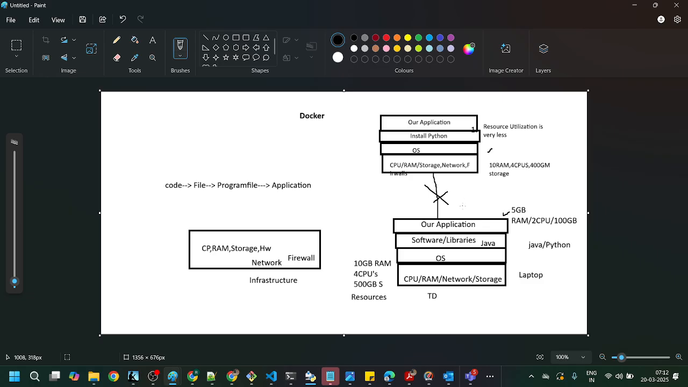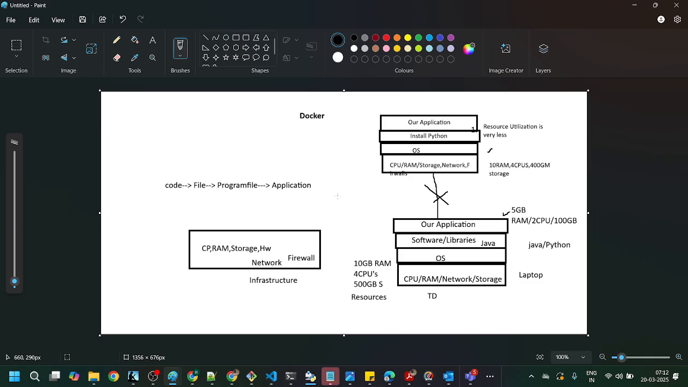Okay. So here we are wasting our resources. If you want to deploy one more application, you need to buy one more instance, or one more laptop, or one more desktop. Again, you need to perform all this. So you buy a physical machine with, for example, 10 GB RAM, 4 CPUs, 500 GB storage.